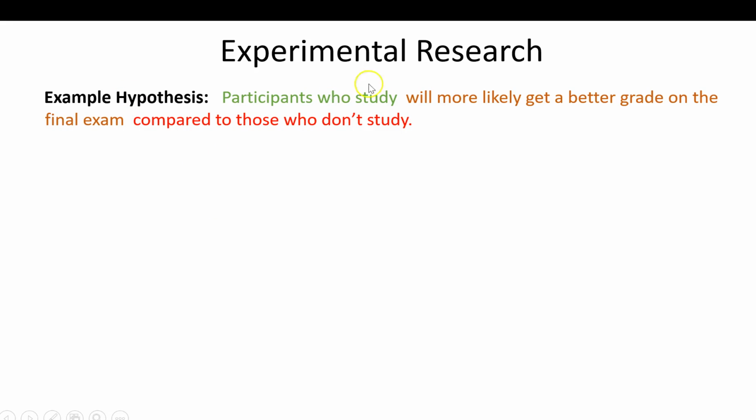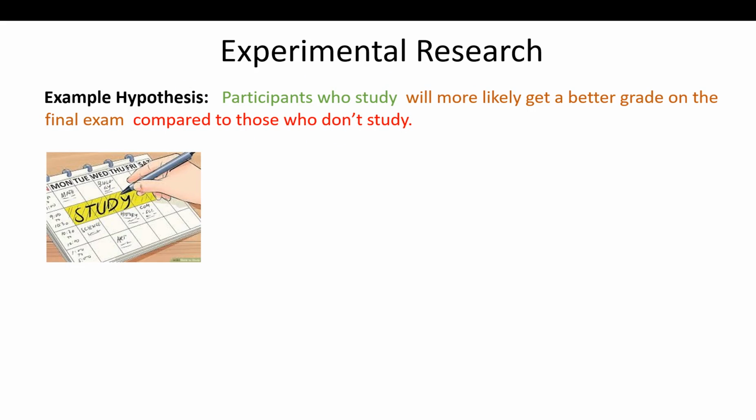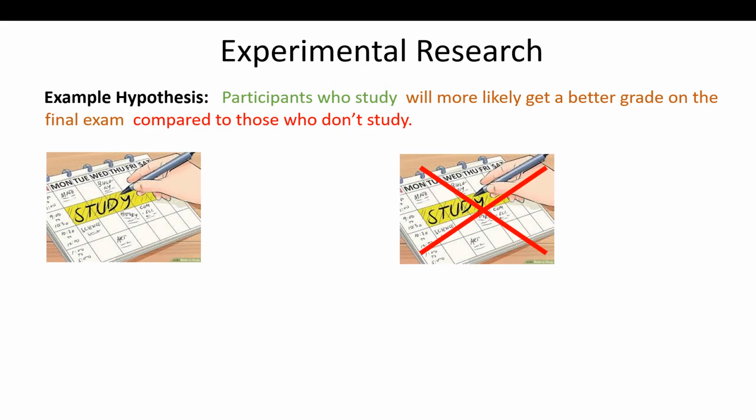And hopefully you see the different chunks and parts of how to build a hypothesis. So we first start with our experimental group. So participants who study will more likely get a better grade on the final exam. So we're predicting how the experimental group will result. And then we want to compare those to the control group, or those who don't study. So we have this as our example of our experimental group, those who study versus those who don't study.